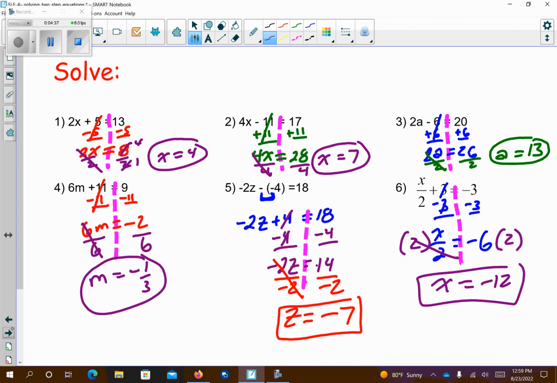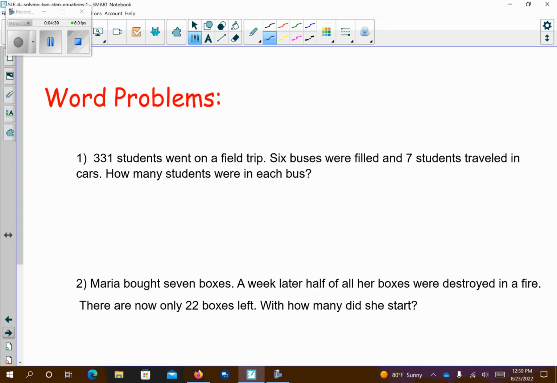Okay, I hope that all makes sense. All right, now we're going to get into our word problems. Okay, so this first problem says 331 students went on a field trip.